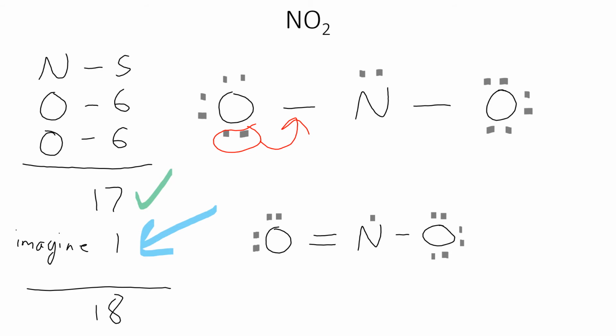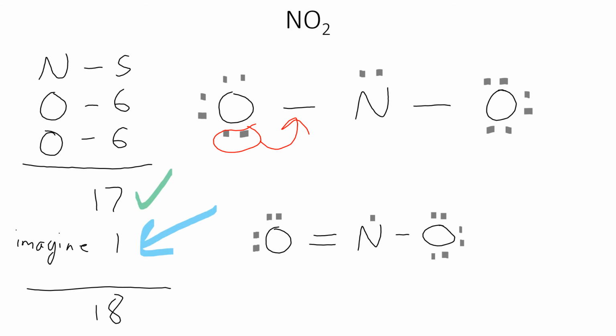And the easiest way of dealing with these odd number of electrons is to go ahead and imagine an extra electron right at the beginning of the process, and then remove that imaginary electron at the end of the process. And the one you remove is one of the electrons from the lone pair on that central atom.